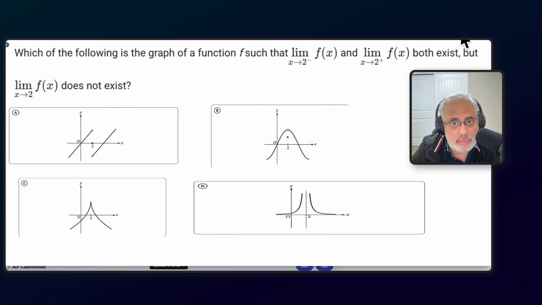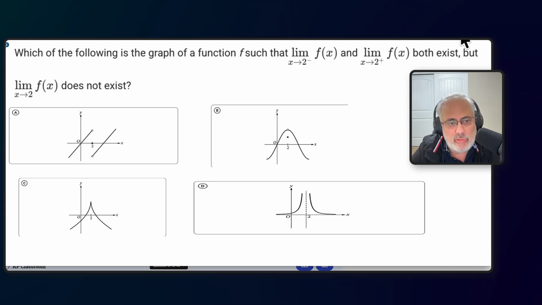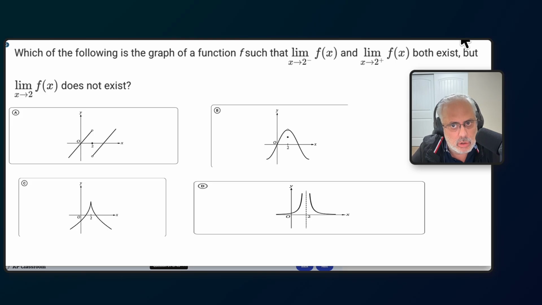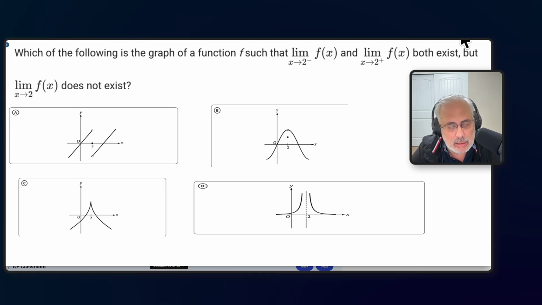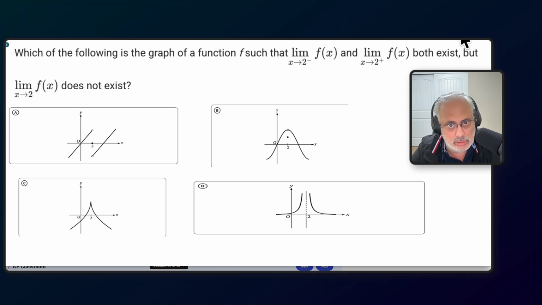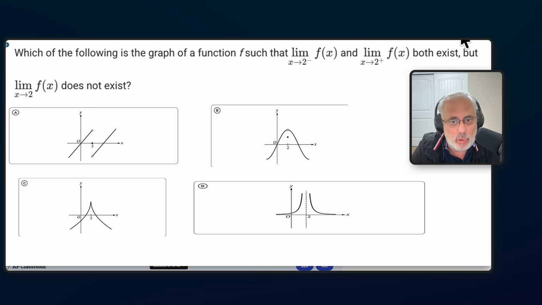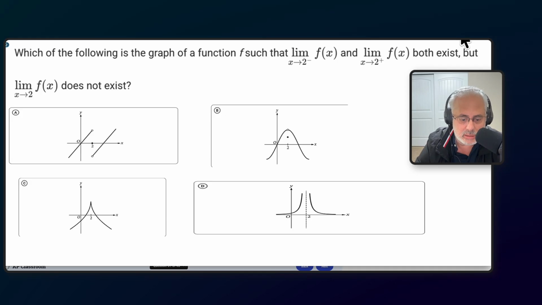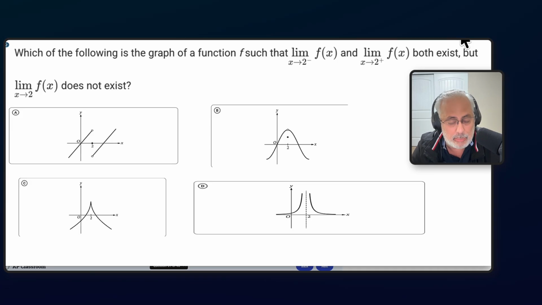The visualization of the concept of the limit is also essential in the AP Calculus exam. Which of the following is the graph of a function f such that the limit of the function when x approaches 2 from the left and the limit from the right both exist, but the limit of the function in general, when x approaches 2, does not exist? This is a situation that we can have when we're finding limits. We have a limit from the left, we have the limit from the right, but do we actually have a limit at that particular value? This is the question.